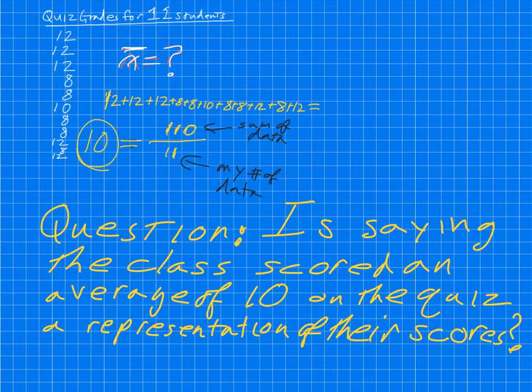Is saying the class scored an average of 10 on the quiz a good representation of their scores? Well, no, it's not, right? And it is at the same time. If we looked at this data, only one person actually scored a 10. However, about half of the students scored above that 10, and about half of the students scored below. So in a way, it's a good representation of the data, but it doesn't really give us the full picture.